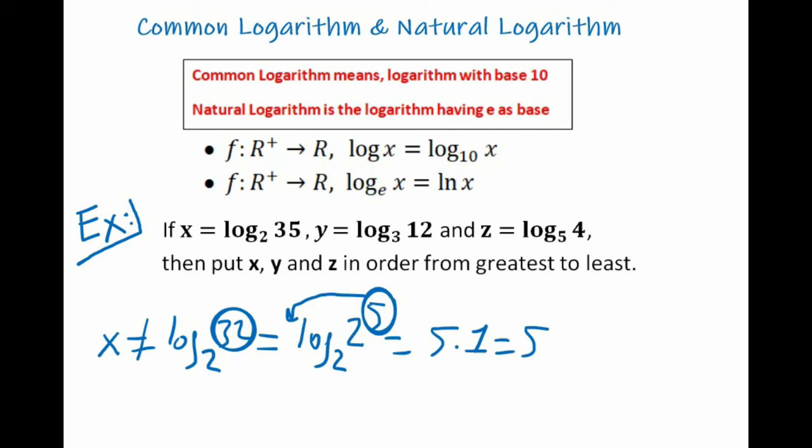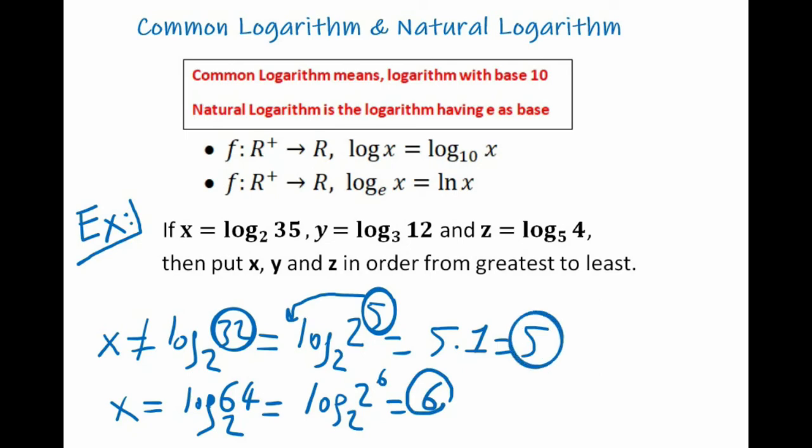If x is, let's say, logarithm of 64 in base 2, then from the same logic, this would be a logarithm of 2 to the power of 6 in base 2, and that is 6. Because that 35 is somewhere between 32 and 64, x is somewhere between 5 and 6. So let me write it here: x is something between 5 and 6, let's say 5 point something. We know for sure x is greater than 5, but also less than 6.